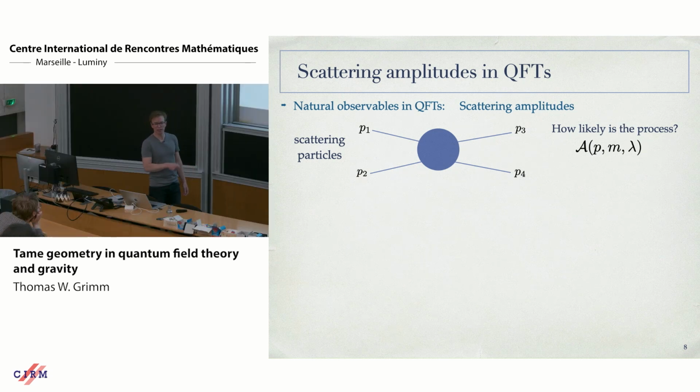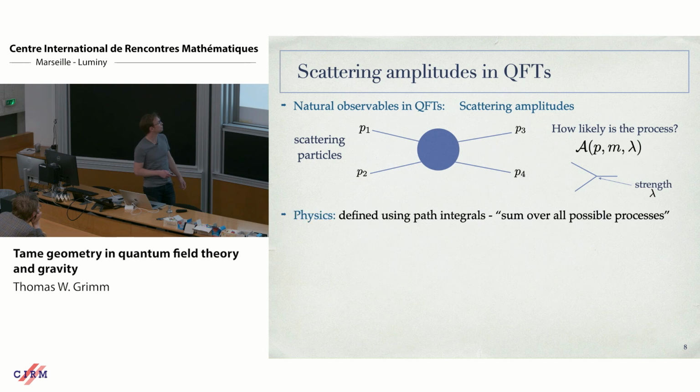And they depend on the momenta of the particles, the velocities with which you shoot them in, if you want, and the masses of the particles, and on something which I call lambda. What is lambda? Lambda is a parameter, essentially the building block coupling constant, how two particles interact, roughly speaking. Okay? But for us, it will just be a real number which has some physical meaning. Now, how does one then compute this scattering amplitude? You evaluate what are called path integrals.